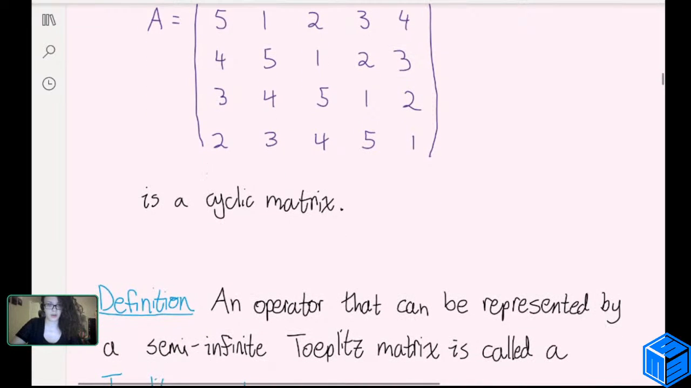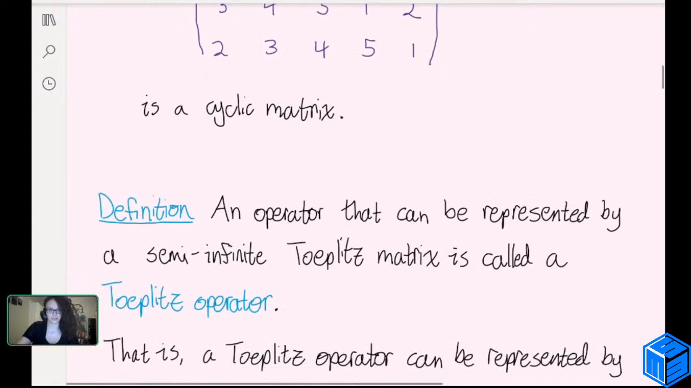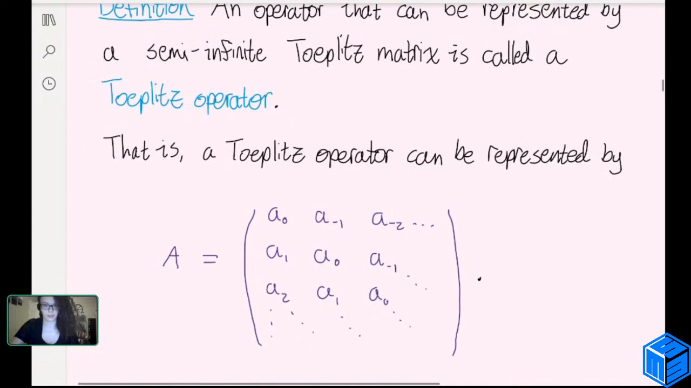And so now we are going to consider operators. So if we have a matrix that's infinite, then we can call it an operator. And an operator that can be represented by a semi-infinite Toeplitz matrix is called a Toeplitz operator. So we can represent a Toeplitz operator by this semi-infinite matrix here. And what we mean by semi-infinite is that the entries go on forever to the right, and they go on forever as the entries go down as well.